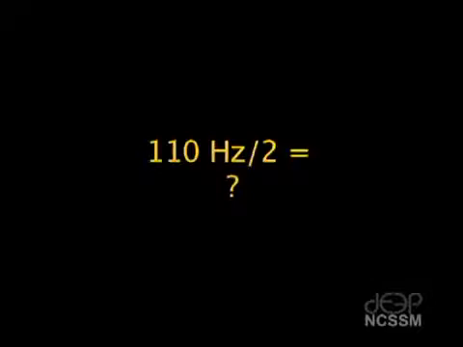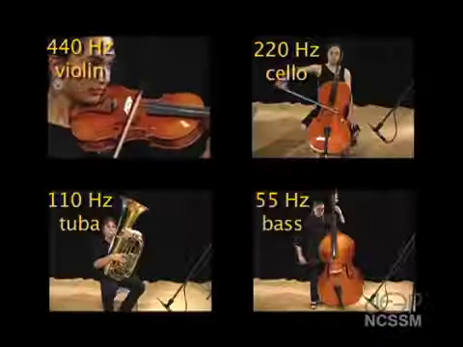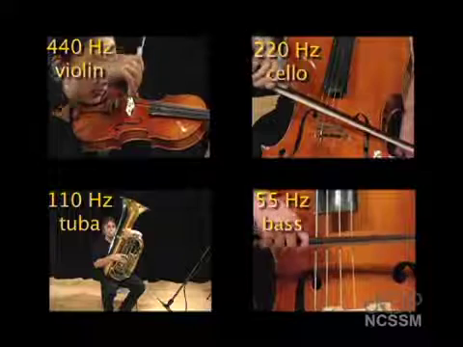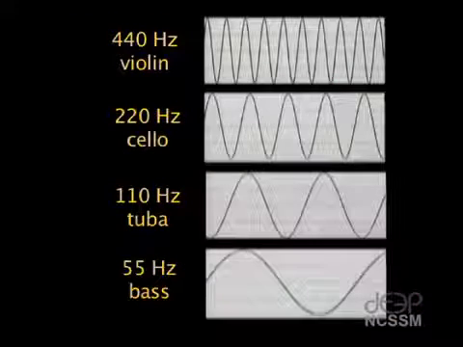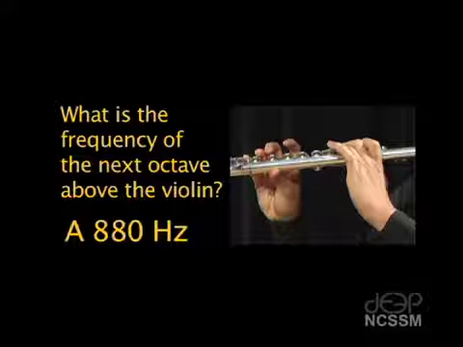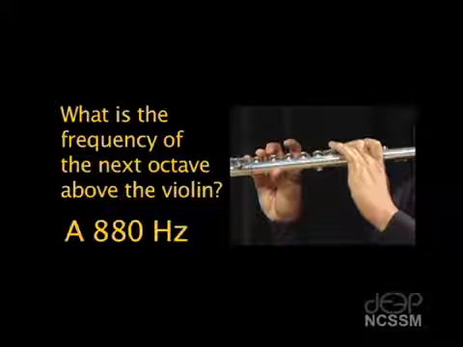Using the formula that we have established, can you name the frequency of the bass's tuning note? The bass's tuning note is 55 hertz, or 55 cycles per second. Let's look at each of these numbers and try to find a pattern. Notice that as we move up 1 octave in pitch, the frequency doubles. Can you determine the frequency of the next octave above the violin? If you said 880, then you are correct.